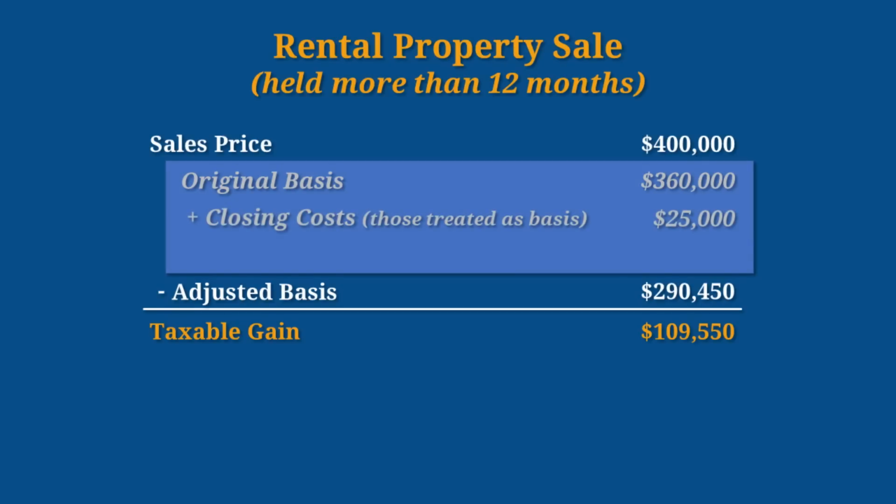And now here's where all that depreciation you expensed throughout the years comes back to bite you. Over the course of the 10 years you owned the rental property, you deducted $9,455 of depreciation per year. That means in total, you deducted $94,550 of depreciation over 10 years. Your adjusted basis is your original basis plus the certain closing costs from the sale minus the depreciation expensed over the years.